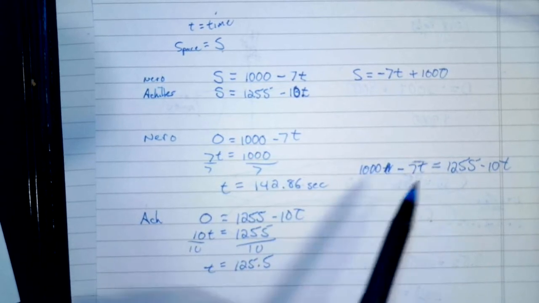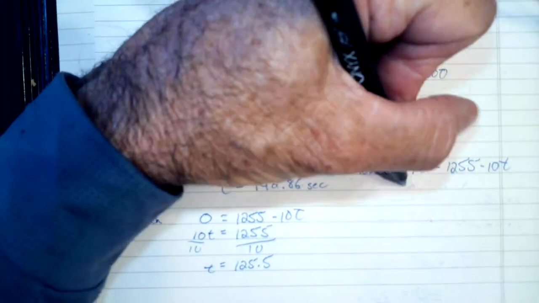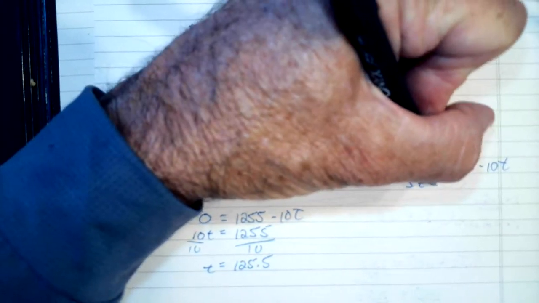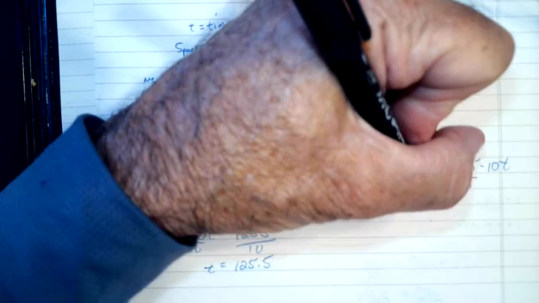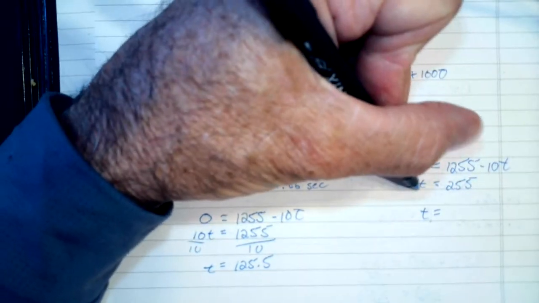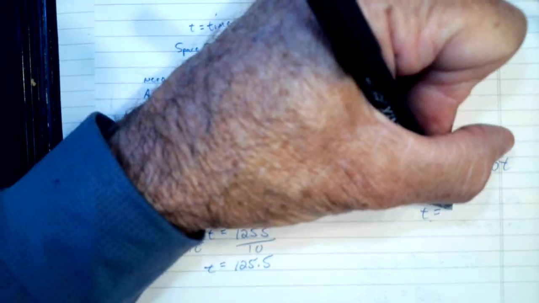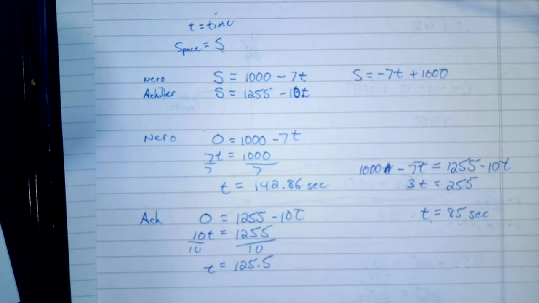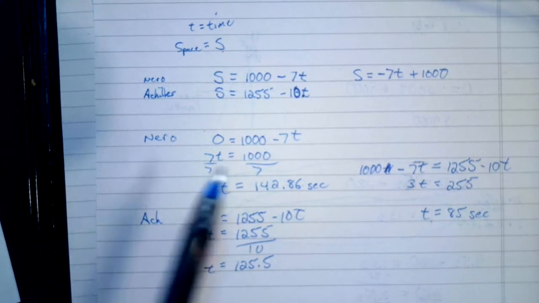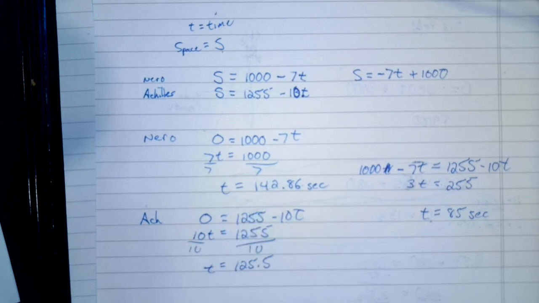And do the math. Add 10t to both sides, I get 3t. Subtract 1,000 from both sides, I get 255. Divide everything by 3, so I get t equals 85. So at 85 seconds, they're going to have the same amount of space left. And he's going to go for a total of 125. Nero's going to go for 142. Okay, so that's how you do those. Now, you can go back and think that through, but that's what we went through in class.